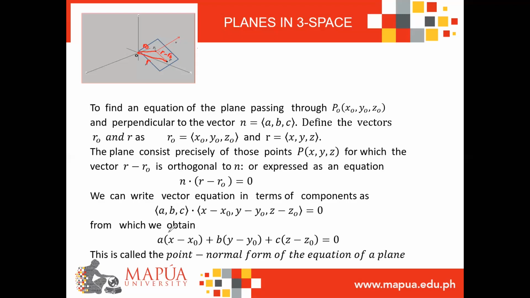Then if we're going to get now the dot product of these two vectors, we'll now have the following equation: a multiplied by quantity x minus x sub 0 plus b multiplied by y minus y sub 0, then plus c multiplied by z minus z sub 0 equals 0. So this equation is called the point normal form of the equation of the plane.